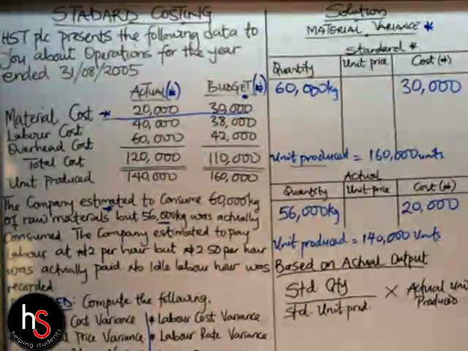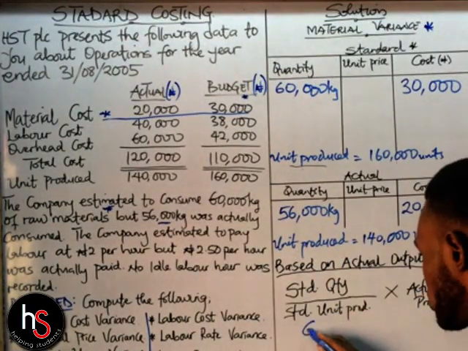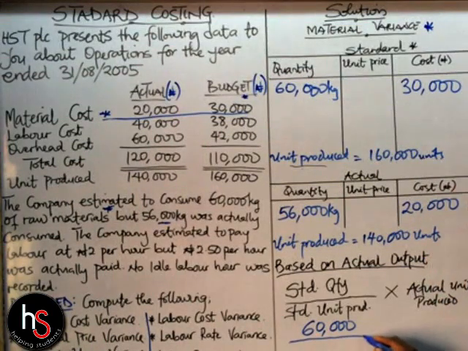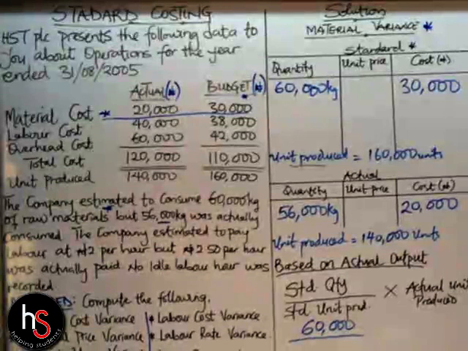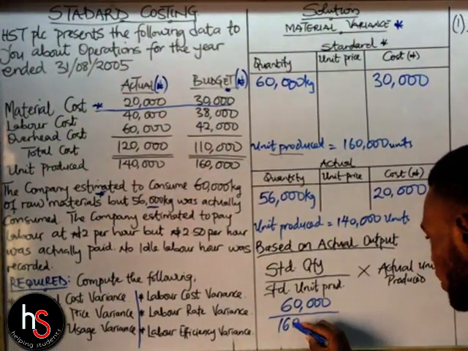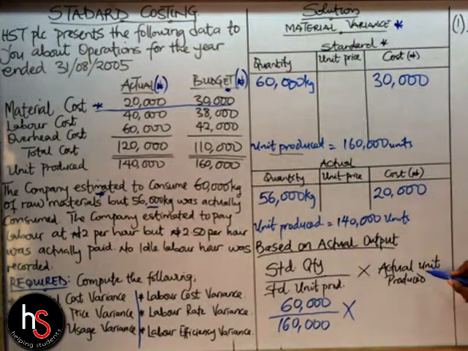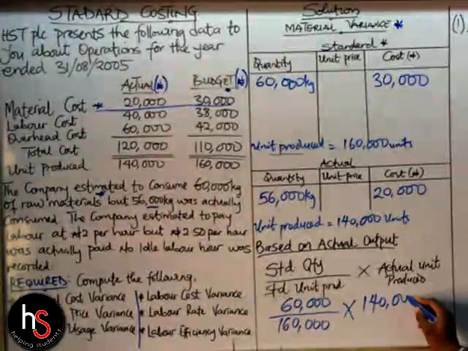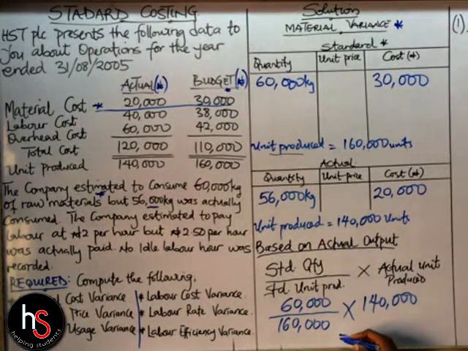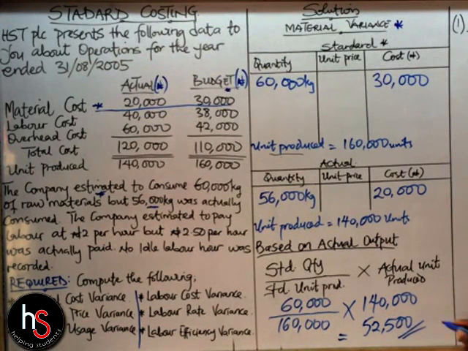So what is the standard quantity from the question? The standard quantity is 60,000, divided by the standard units produced, which is 160,000, times the actual units produced, 140,000. By the time we punch our calculator, the value we have here is 52,500. This 52,500 now stands as the new standard quantity.